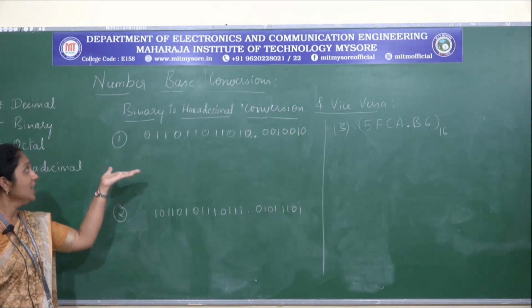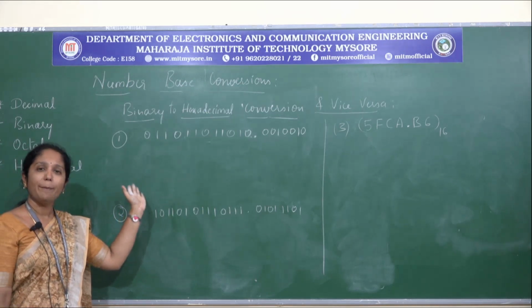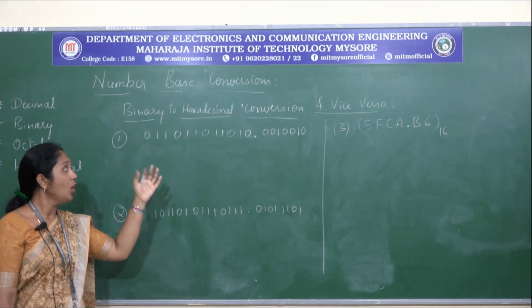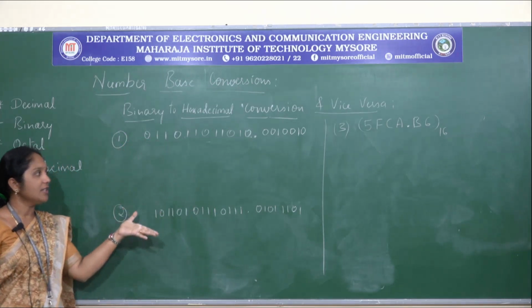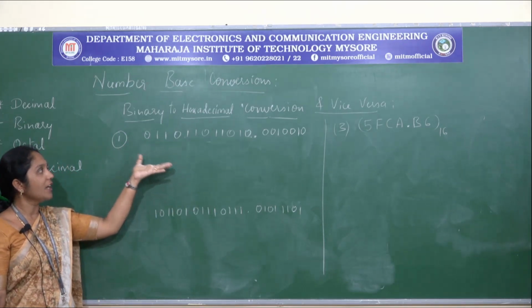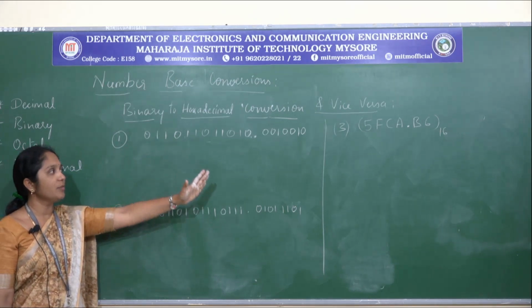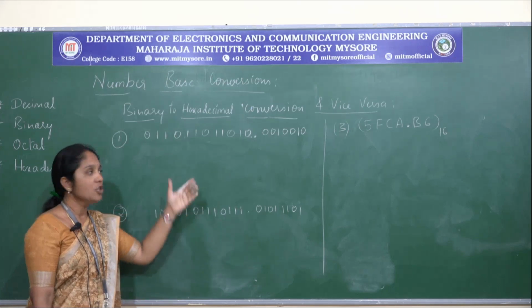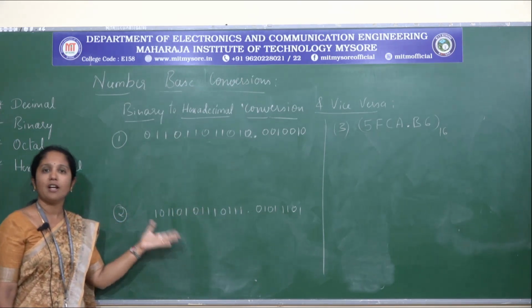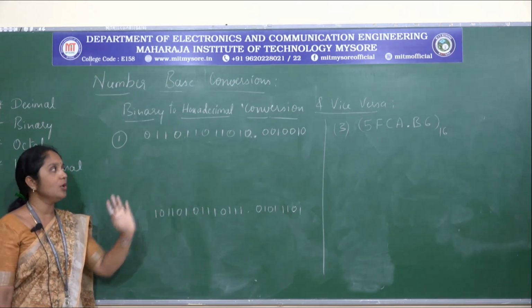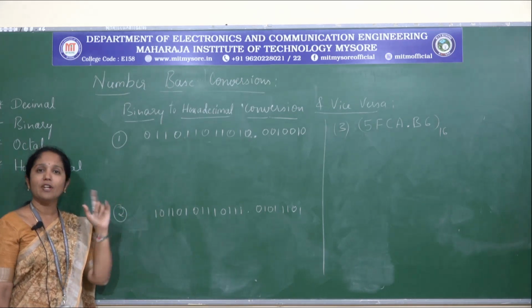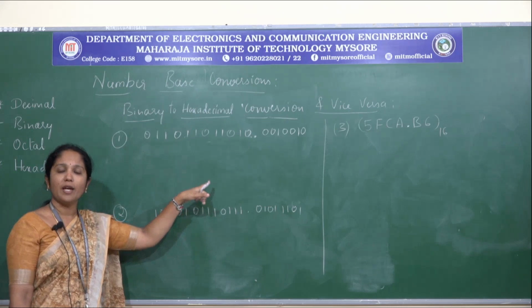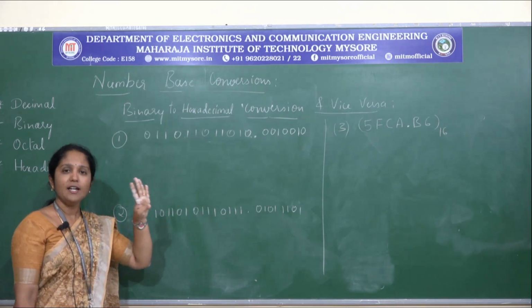Now let us consider the next conversion, from binary to hexadecimal and vice versa. For that I have taken 3 examples here: 2 for converting from binary to hexadecimal and 1 example for converting hexadecimal to binary. Let us understand the procedure for converting a binary number to hexadecimal. As I said earlier, in this case we are supposed to make a group of 4 digits.